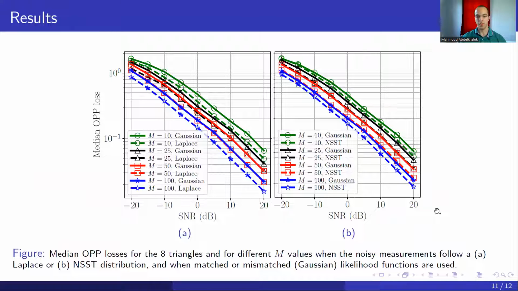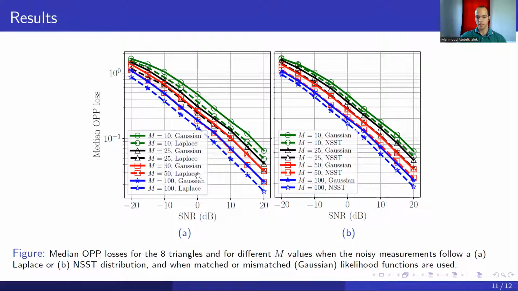And then finally, we want to see how changing the number of measurements per edge affects the performance. In this case, we're plotting the median OPP loss rather than the distribution of OPP loss. And for each line, we're adjusting the number of measurements per edge. That's what the capital M here represents. And again, we're plotting either the Gaussian or SSE cost function and the matched likelihood, or in this case, the Laplace likelihood function. And the same thing goes for the non-standardized student's t distribution here.